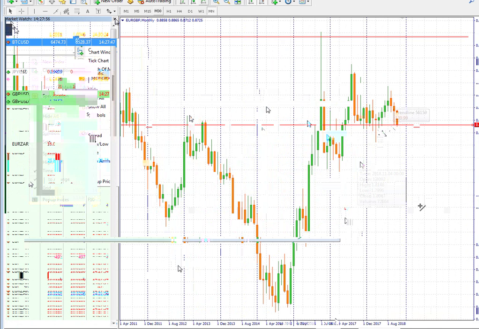But watch out for these key lines. We can't ignore them. We have this resistance, then we also have the upper resistance line. So we also cannot ignore those ones. So that should be enough for today.